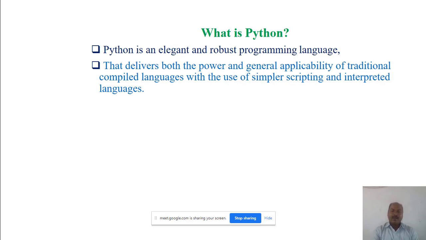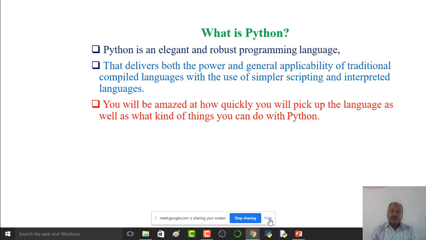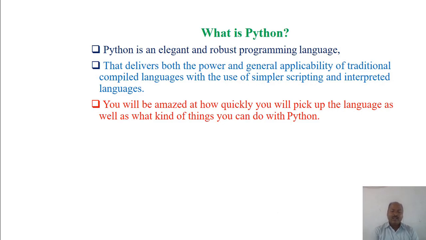So that also makes the power and general applicability of the traditional compiled languages available with the use of simple scripting and interpreted languages. Most of the languages are either scripting languages, some are compiled languages, some are interpreted languages, or some languages like Java that we have seen are either compiled or interpreted. You will be amazed at how quickly you will pick up the language, as well as what kind of things you can do with Python. So by using Python we can do a number of things.